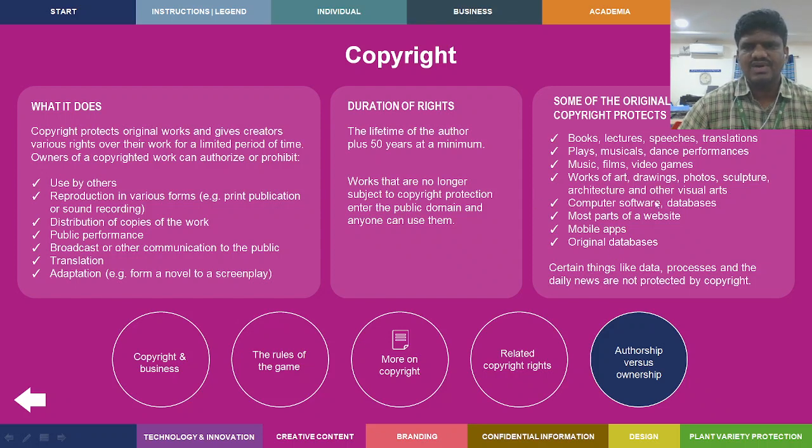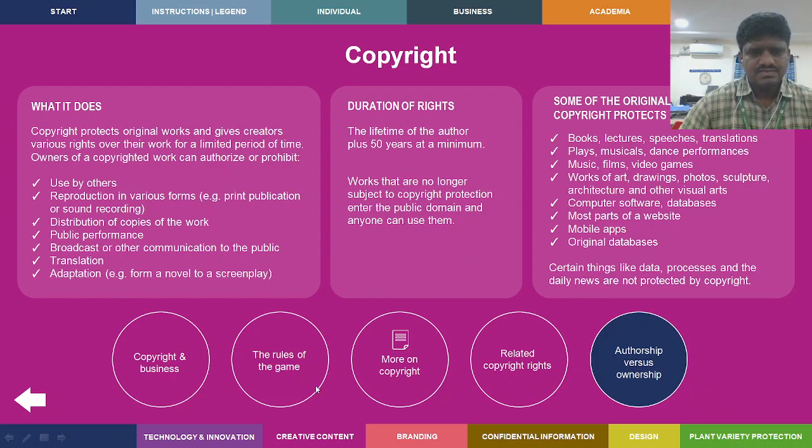These are the different types of ideas or works that can be copyrighted. We already know about books, lectures, speeches, translations. Even plays, music, and dance performances. Films, yes, all movies are copyrighted. Even some YouTube videos. Anything you create that is new or novel, you can take as a copyright. Mobile apps and original databases can all be copyrighted.